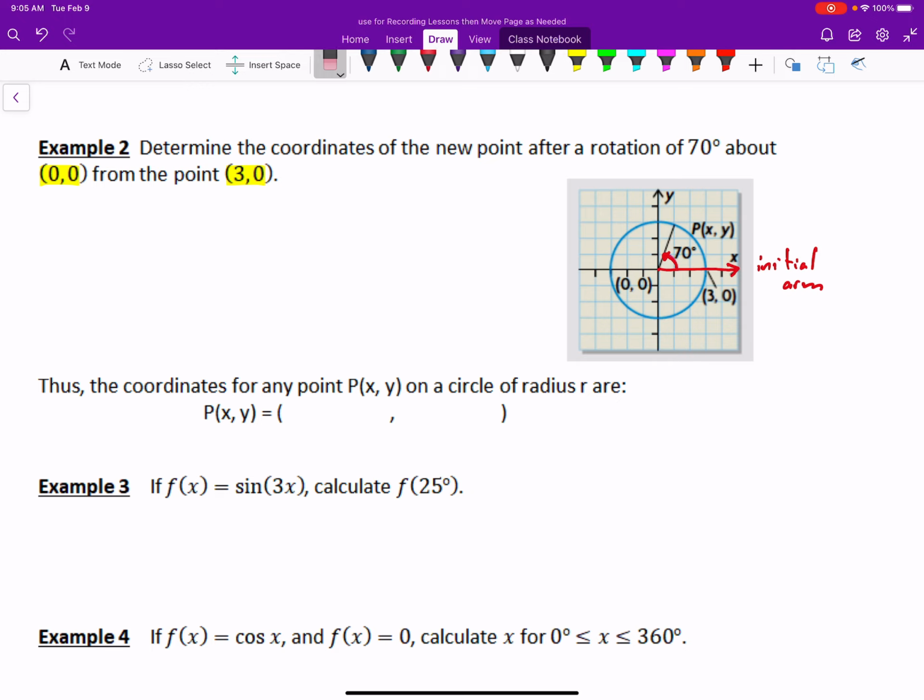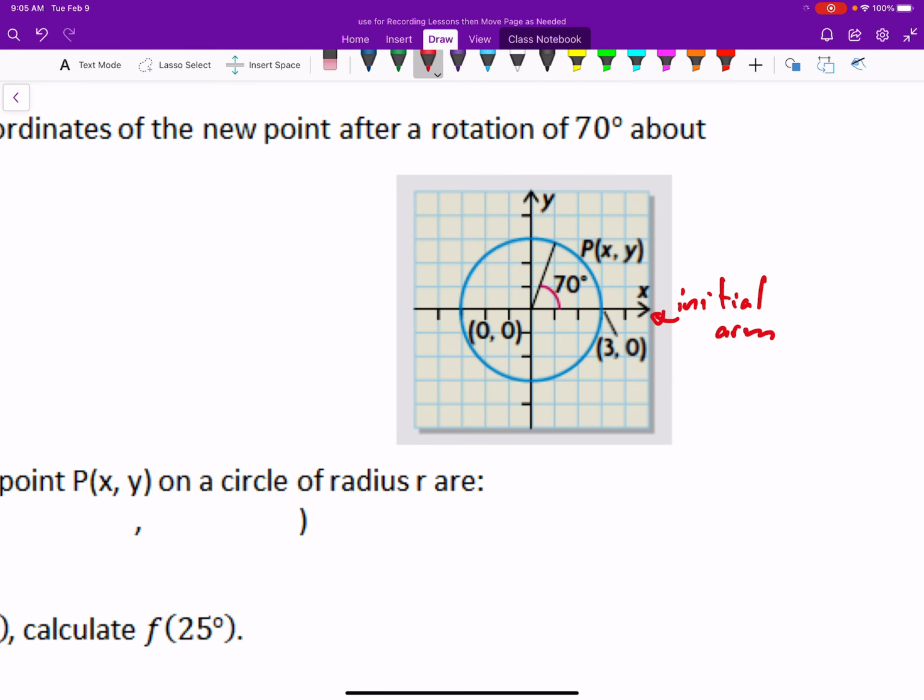I'm going to erase this because it's cluttering things up a bit. But if it's got the point (3, 0), we know the radius of the circle is 3 units, right? So even if we move over to this point that we want to find the coordinates of, this arm here has still got to be 3 units, right? So this is 3 units because this is 3 units, and all we've done is rotate it. Radius is radius no matter what.